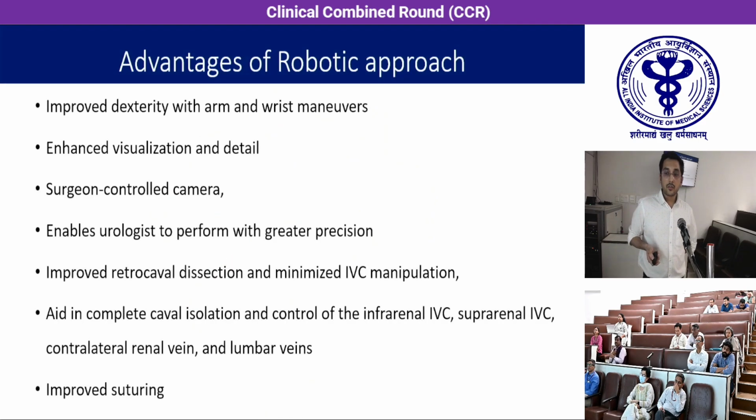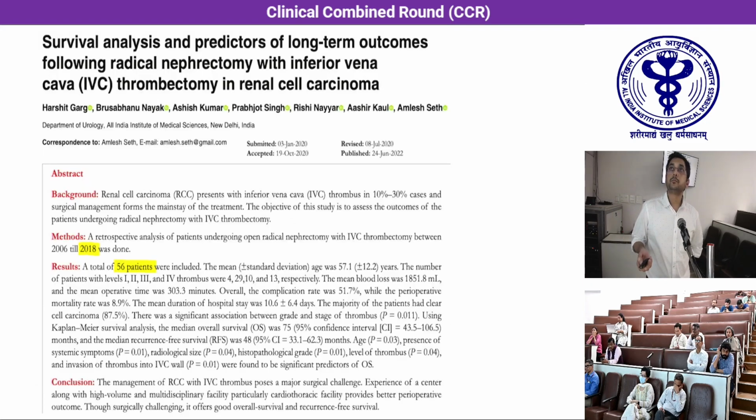The advantages of the robotic approach over a laparoscopic approach are improved dexterity with the arm and wrist maneuvers of the robot, enhanced visualization and precise detailing, and a surgeon-controlled camera, which enables the urologist to perform the surgery with greater precision, improved retrocaval dissection, and control of the infrahilar, suprahilar and contralateral renal vein. And finally, there is better suturing with the robot.